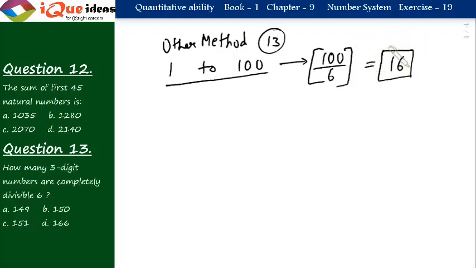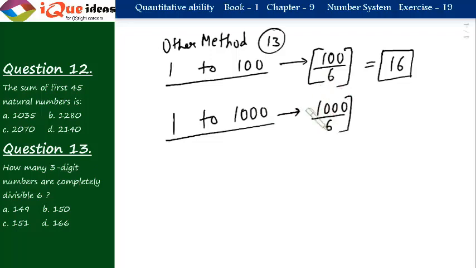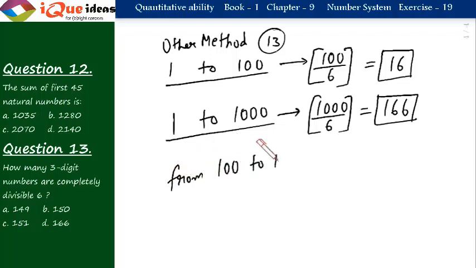Similarly, from 1 to 1000, how many numbers are there which are divisible by 6? So it will be the last number divided by 6, and that will come out to be 166.66. So it is 166. Now here we have to count the number of multiples of 6 which are three-digit numbers. So that means from 100 to 1000. So from 100 to 1000, the number of multiples of 6 would be, you can simply subtract 166 minus 16.